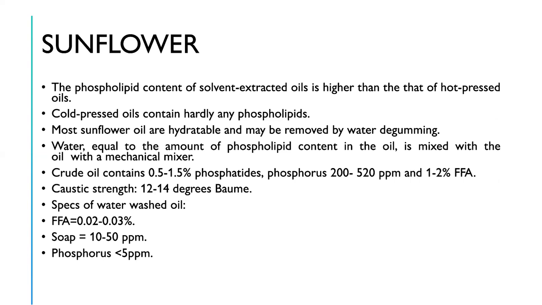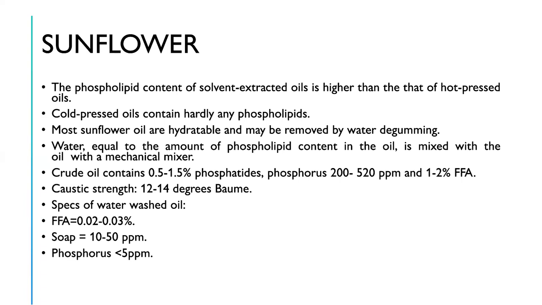So now let's talk about different types of oils. I will talk first of all about sunflower. The phospholipid content of solvent extracted oil is higher than that of hot pressed oils. So we are saying the hot pressed oil has less gums. Cold pressed oils contain hardly any phospholipids.